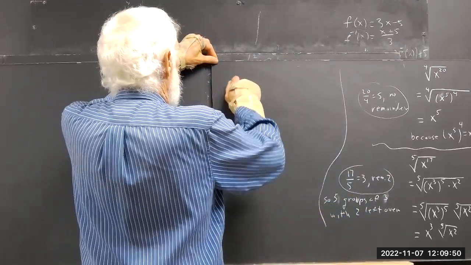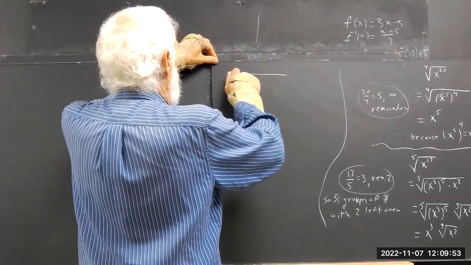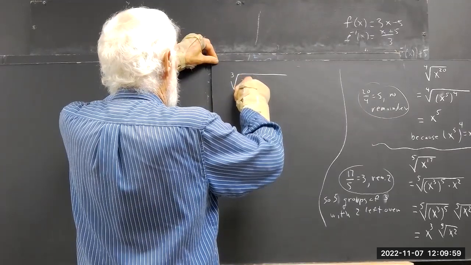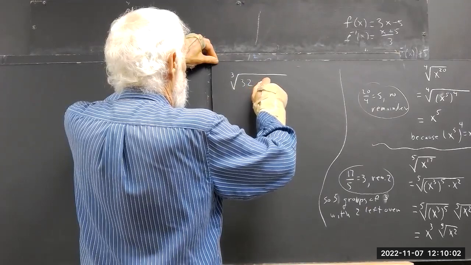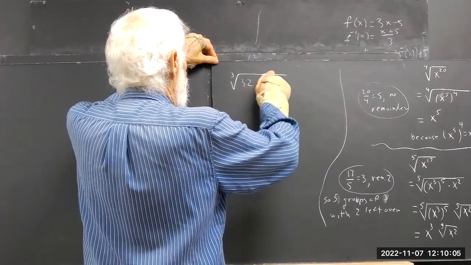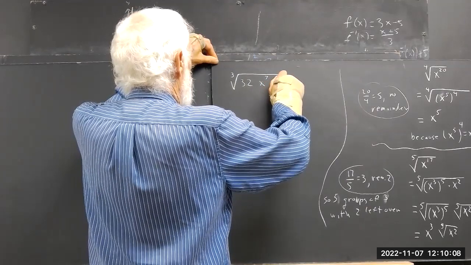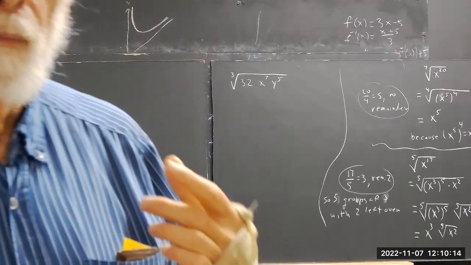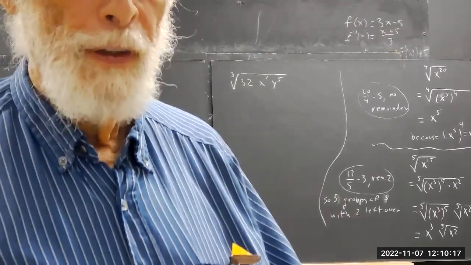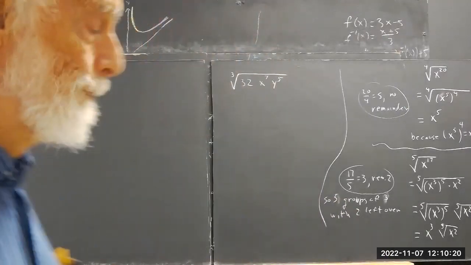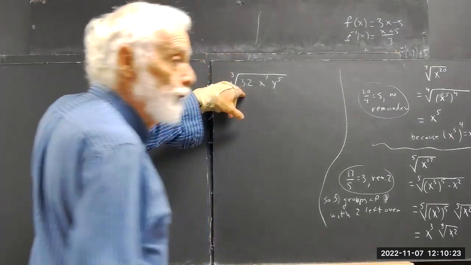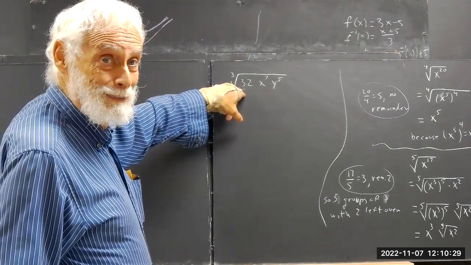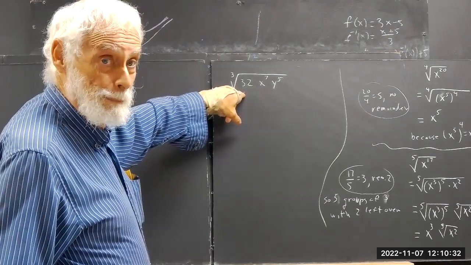Now let's do one that has a number inside here. Let's say we have the cube root of 32x to the 7th, y to the 5th. You want to write 32 as its prime factorization. And the key when you have a number here is to do the prime factorization. You keep dividing by the smallest number you can until you can't divide anymore.